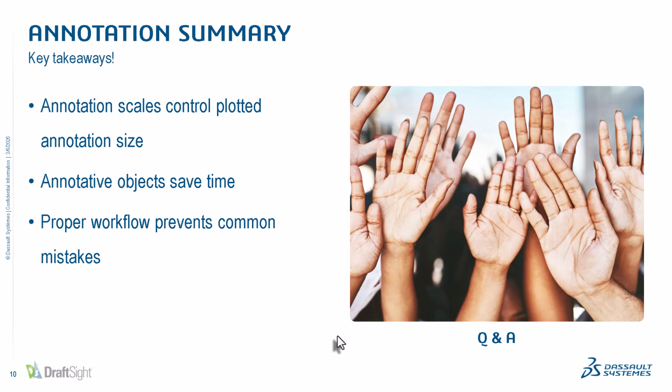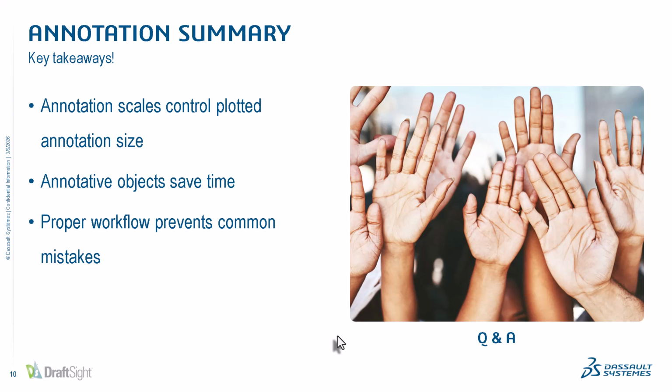Key takeaways: annotation scales control how everything looks. They save time. Once you know how it works, then you go, oh, okay, I can start working with this, and then you can start playing and understanding what it's doing. Just having a proper workflow can prevent common mistakes. Like create your objects first. And then what I do is I create my viewports and I start making sure everything fits, and then I go in and I start adding in my annotation scales.